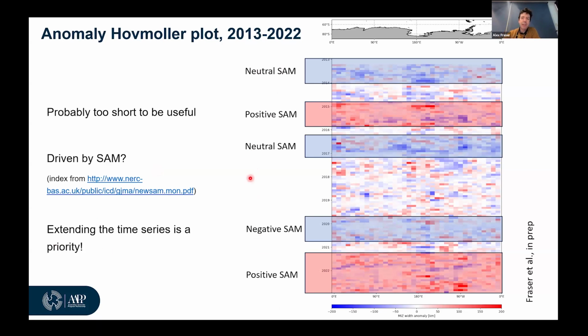Extending the time series is a big priority. So we can go back to 2013 with Altica, but we can go all the way back to the 80s with various different radar altimeters.